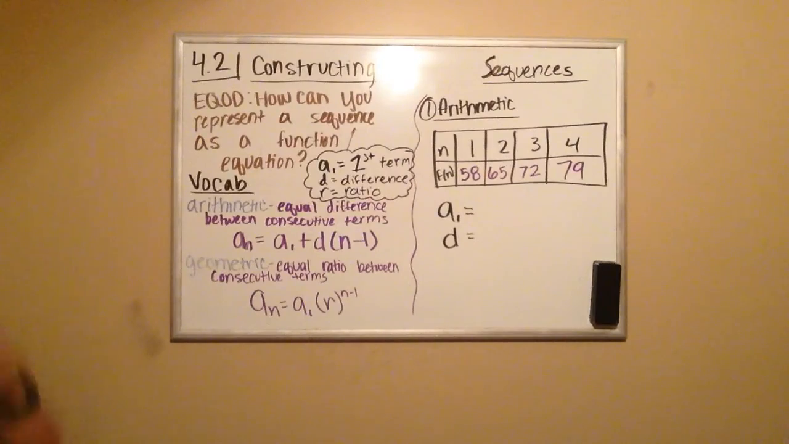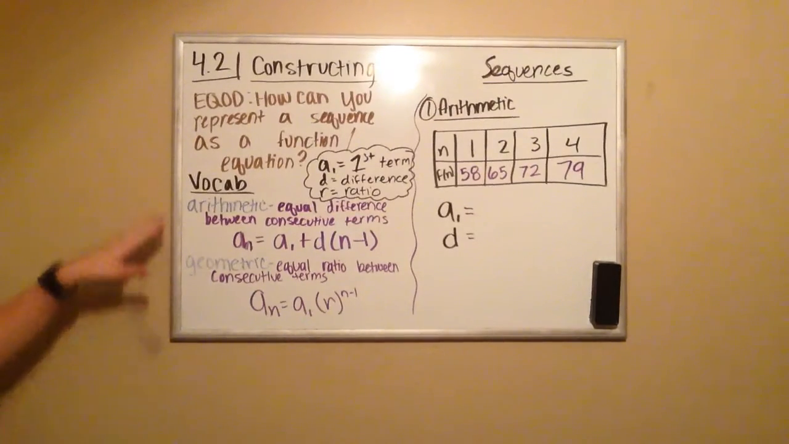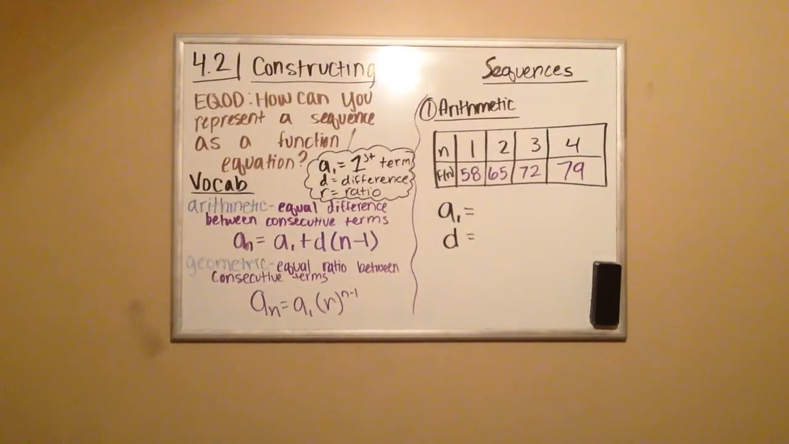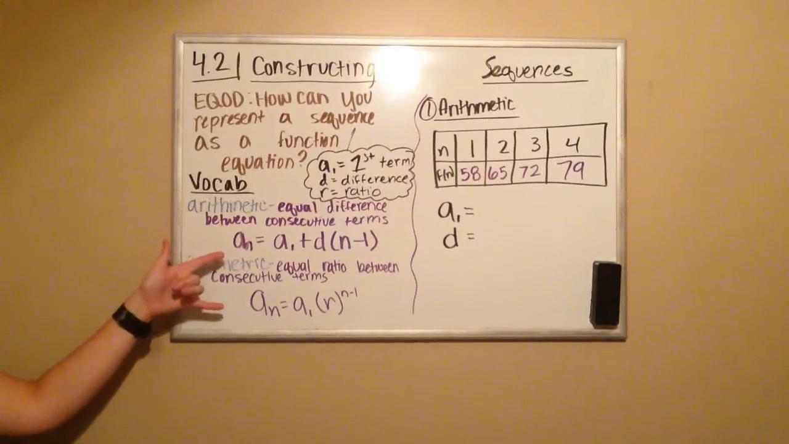So the essential question is how can you represent a sequence as a function or an equation, and the two vocab are just an arithmetic sequence, which means an equal difference between consecutive terms, and a geometric sequence, an equal ratio between consecutive terms. Make sure you have these standard form equations down because these are the ones we're going to use.